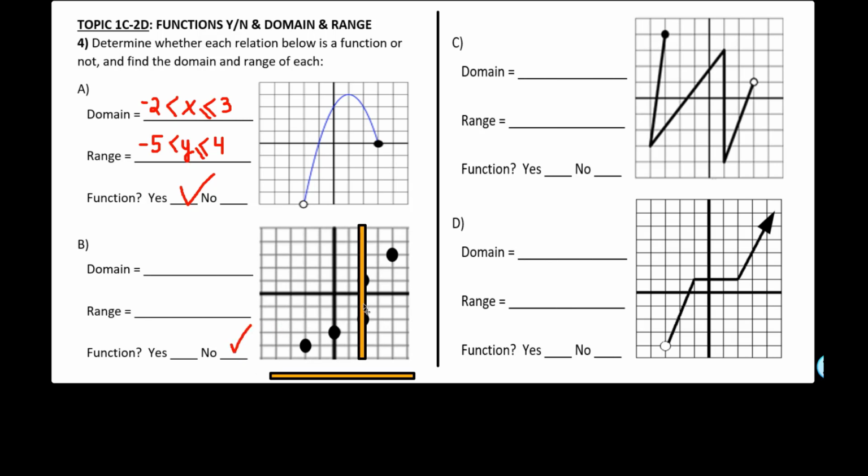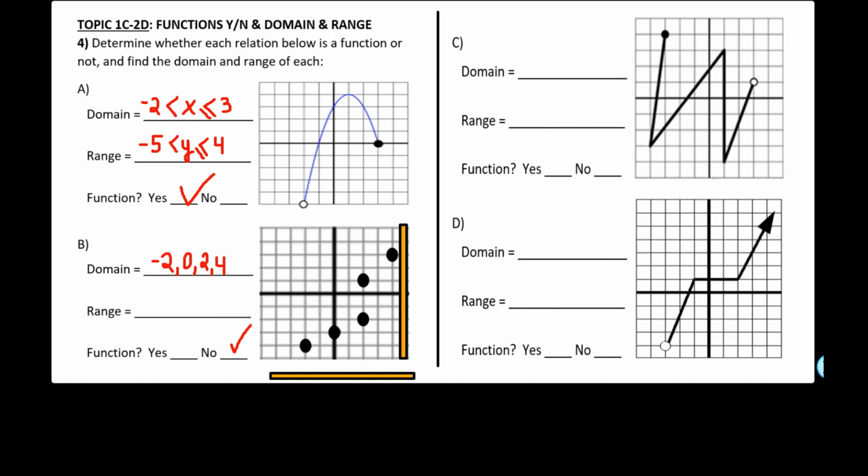And to find the domain, I'm going to start from left to right. First place I touch is negative 2. And then if I continue moving my pencil, the next place is 0, followed by 2, followed by 4. So let's write those numbers down, separated by commas. So the next points are 0, 2, and 4.